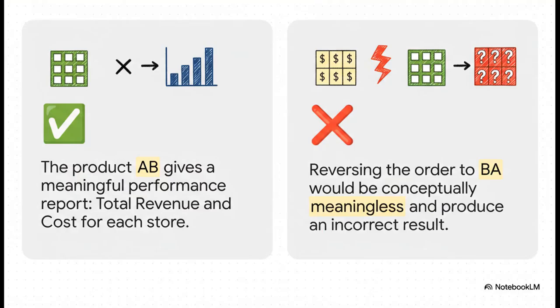Let's go back to our business example to see why this is so important. The product AB gave us that beautiful, meaningful performance report. But what if we tried to calculate BA? We'd be trying to multiply the financials matrix by the units sold matrix. Now in this case, because they're both 2 by 2, the math would actually work. You could get an answer, but the result would be complete nonsense from a business perspective. You'd be multiplying rows of dollars by columns of stores. What does that even mean? The order isn't just a math rule. It's dictated by the business logic you're trying to model.